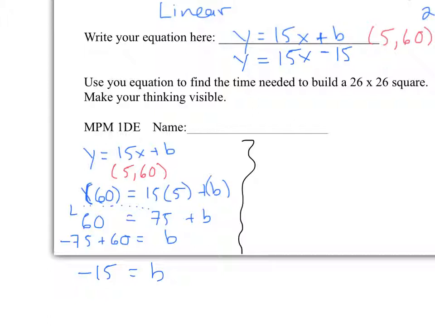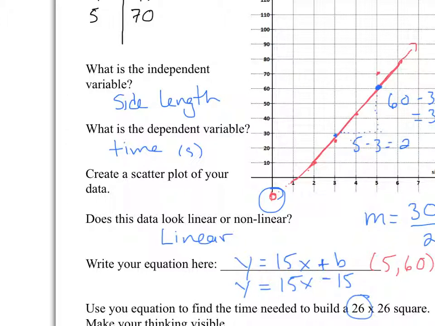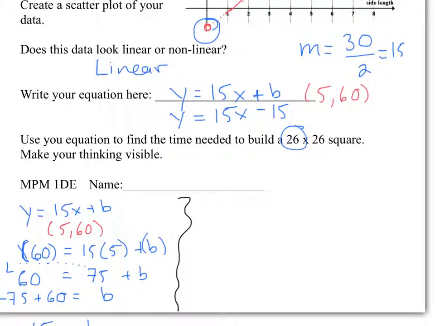And to figure out how long it would take me to build my 26 by 26 square, well, 26 is my side length. So my side length is my independent variable, or also known as my x value. Dependent variable is going to be y. It also makes sense. I got the time going up the y-axis and side length going along the x-axis. So I'm going to write out my equation. y is equal to 15x minus 15, and just try to find out.